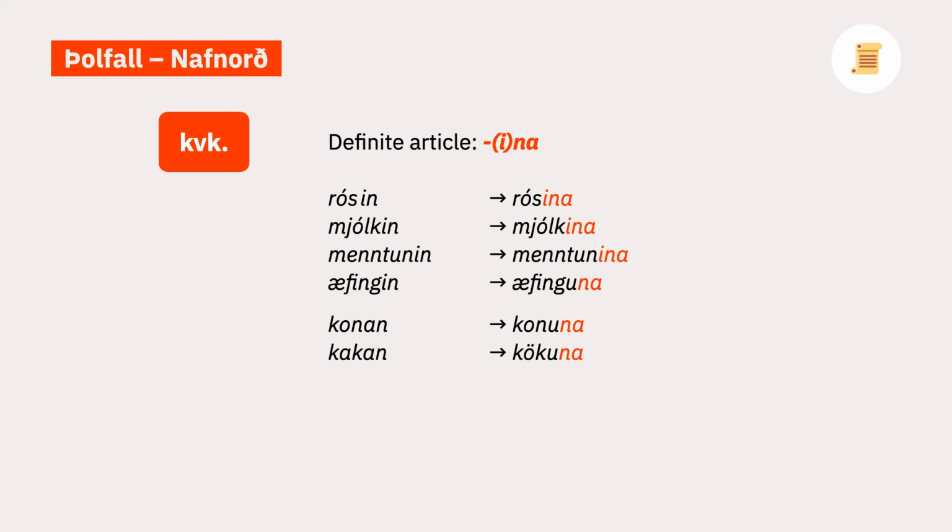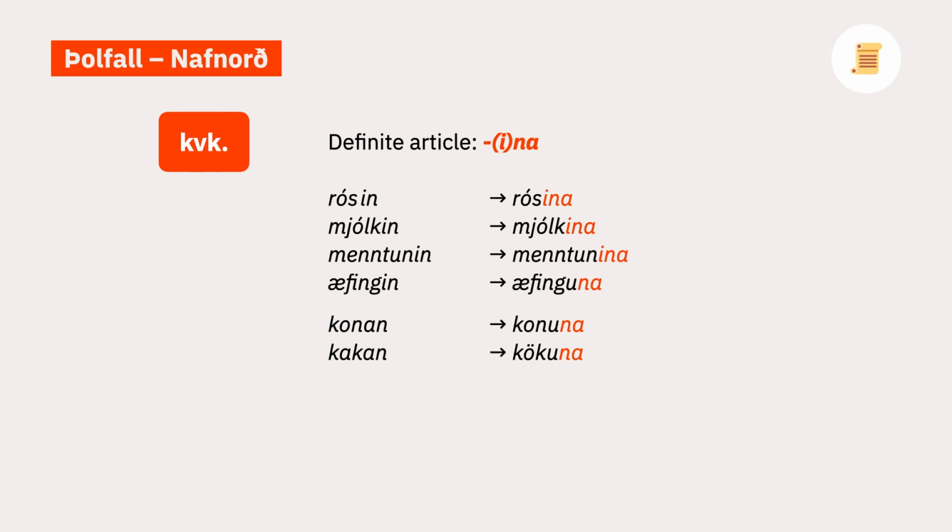Then we have our definite article for the feminine accusative, which is ina. Note the similarity to the accusative form of the pronoun hún, which is hana, so you have that na ending again. This is added to the accusative form of the noun as shown here, so even if the noun itself doesn't change, the definite article does. Rósin, rósina. Mjólkin, mjólkina. Menntunin, menntunina. And ævingin, ævinguna.